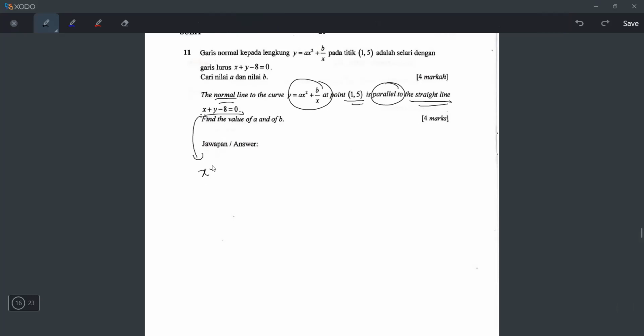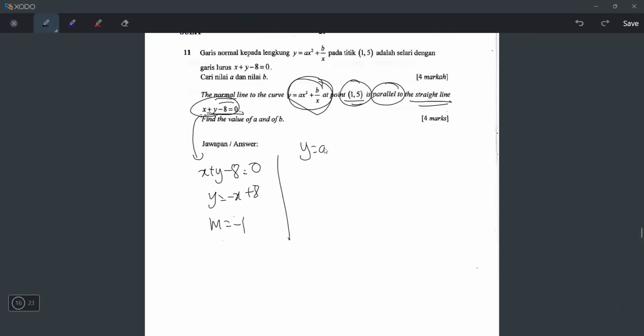If I am you, I will straight away try to find the gradient of this line. So y equals to negative x plus 8. So the gradient is -1. But they say what? The normal line to this curve at this point is parallel to this line. But we already know parallel means the gradient must be same. And I already know the gradient is -1. So now I just have to find the gradient of normal at this point.